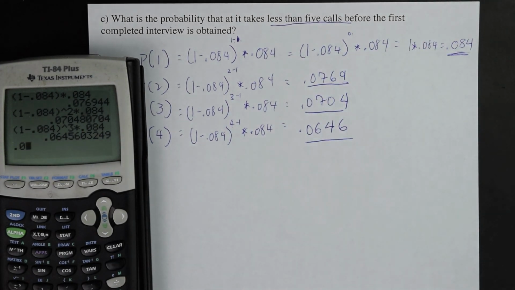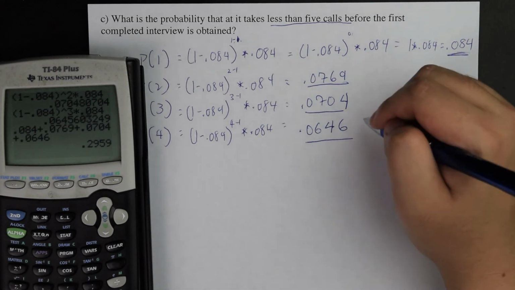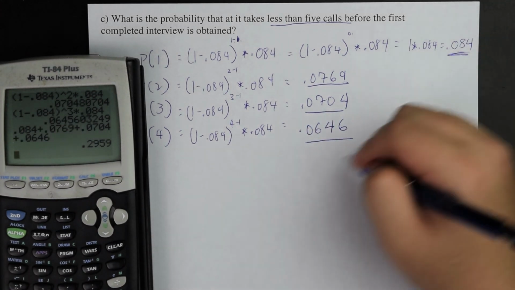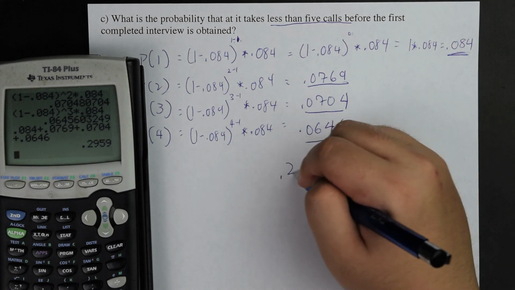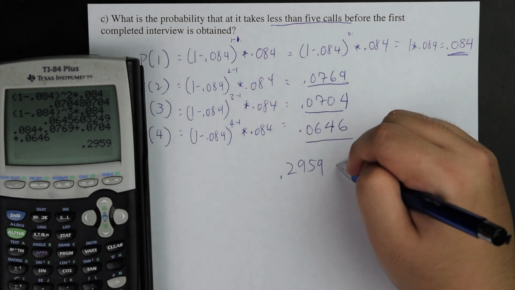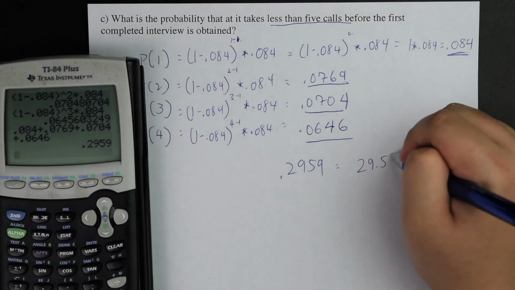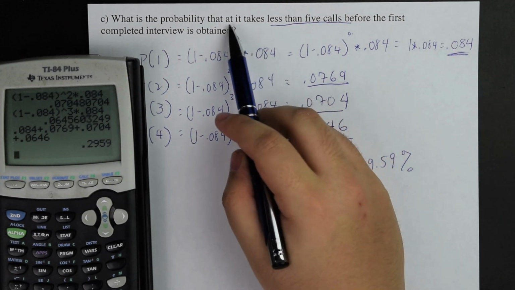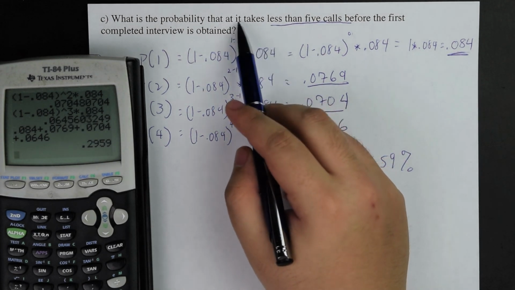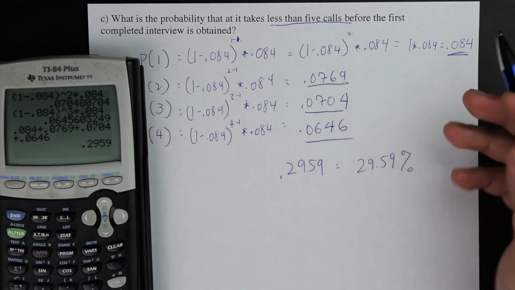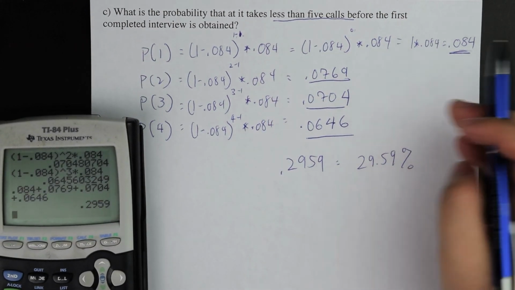I'm going to take these values, add them up, and that will be my answer. So it'll be 0.084 plus 0.0769 plus 0.0704 plus 0.0646, and when I add this all up, the total answer will be 0.2959, which is equivalent to 29.59%. That's the chance that it takes less than 5 calls before the first completed interview is obtained.